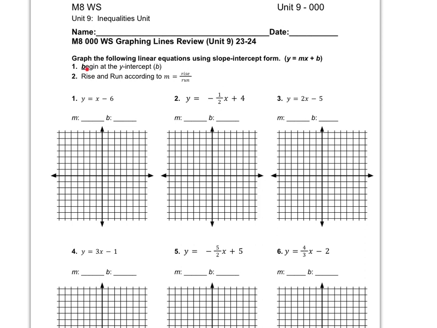We begin first at the b value, which is that number that's being added or subtracted, and then we rise and run according to our slope. So it'll be important that our slope is a fraction.